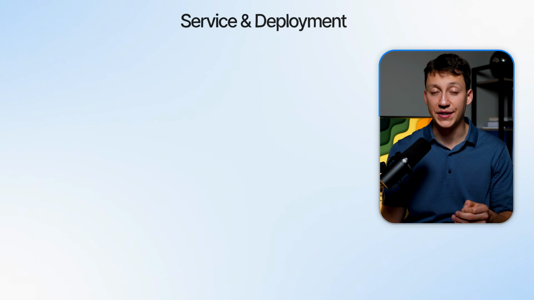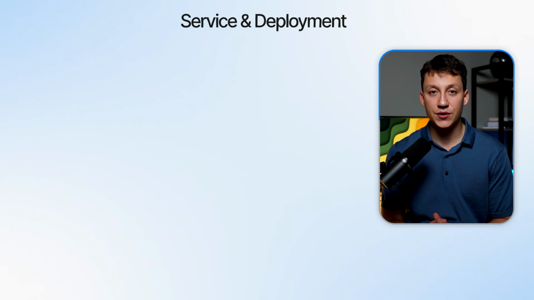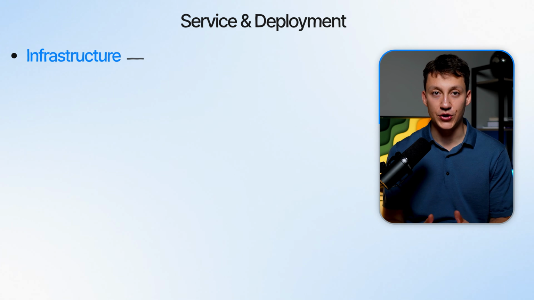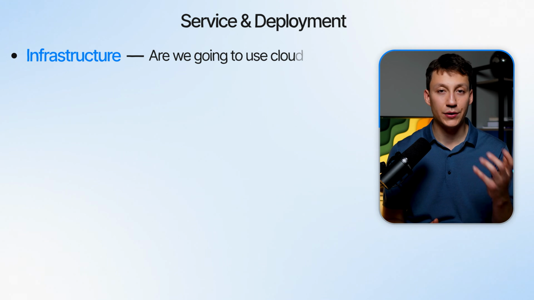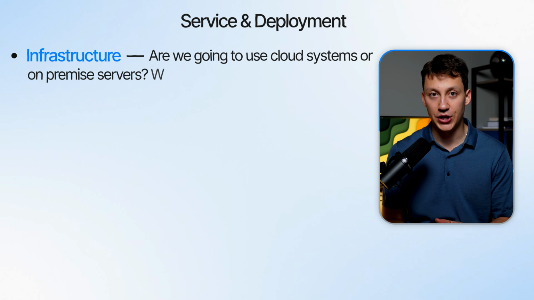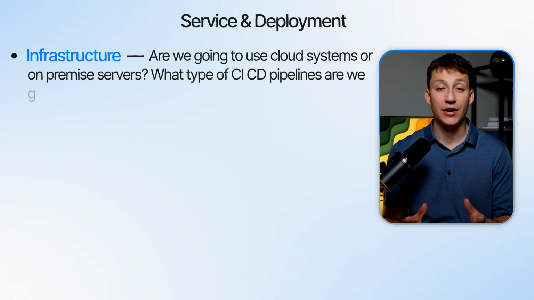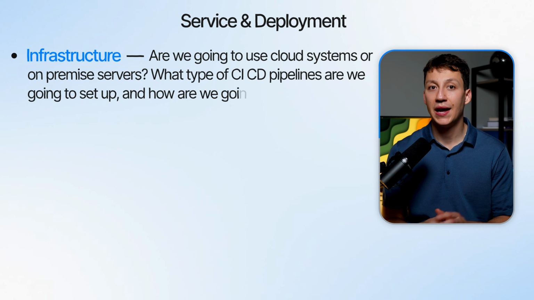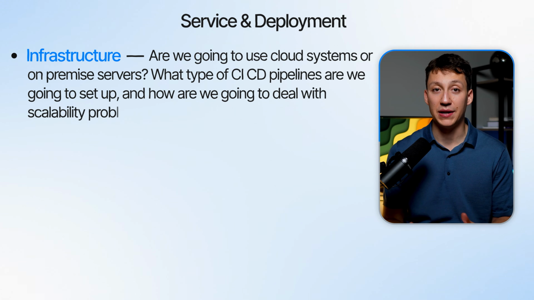After we have our best model, or the model we think we're going to use, we then need to think about how we're going to serve it and deploy it into production. So the things we need to consider here is the infrastructure. Are we going to use cloud systems or on-premise servers? What type of CI/CD pipelines are we going to set up? And how we're going to deal with scalability problems.